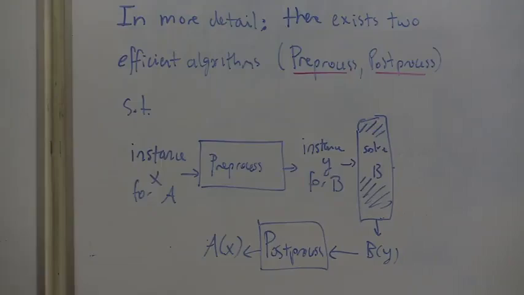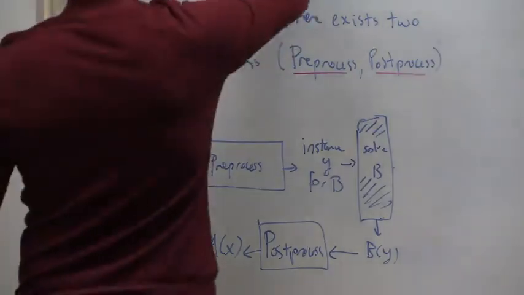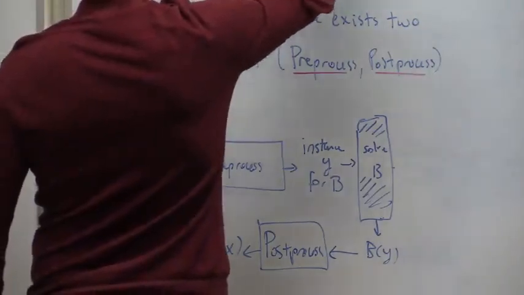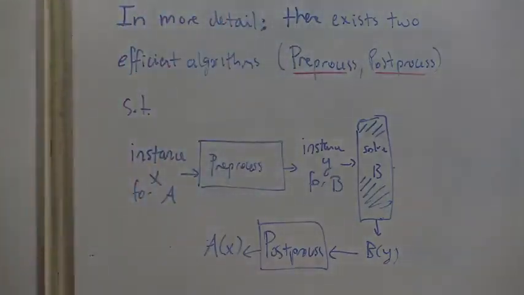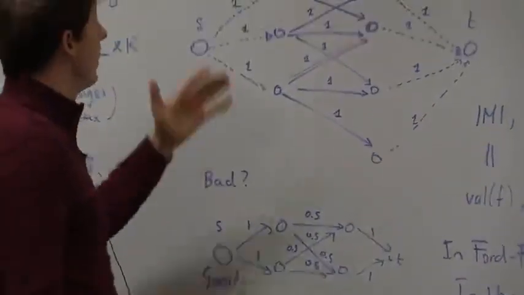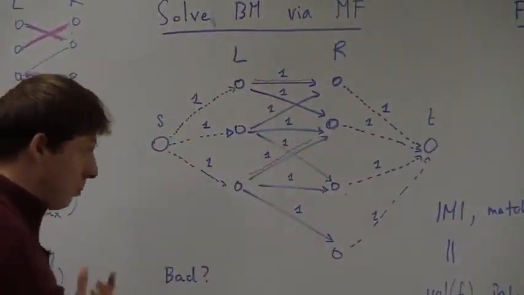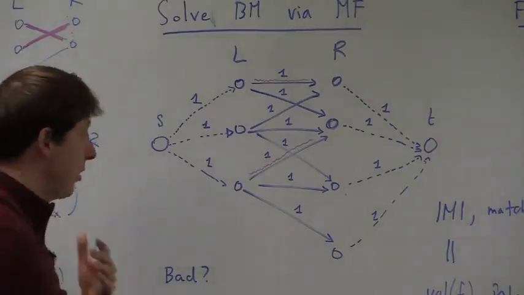In this sense, we also use the notation A reduces to B. That's the notation that typically gets used. Again, coming back to here, what has happened is we proved that BM reduces to max flow. How? Well, we didn't do it explicitly, we wrote two algorithms.